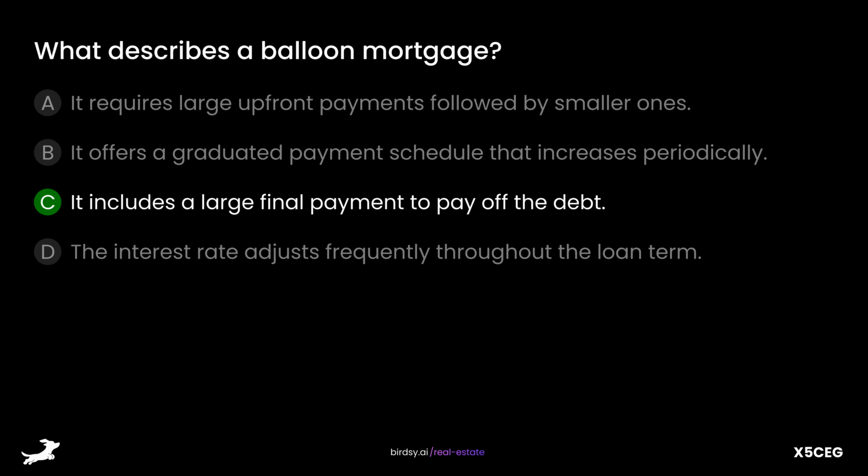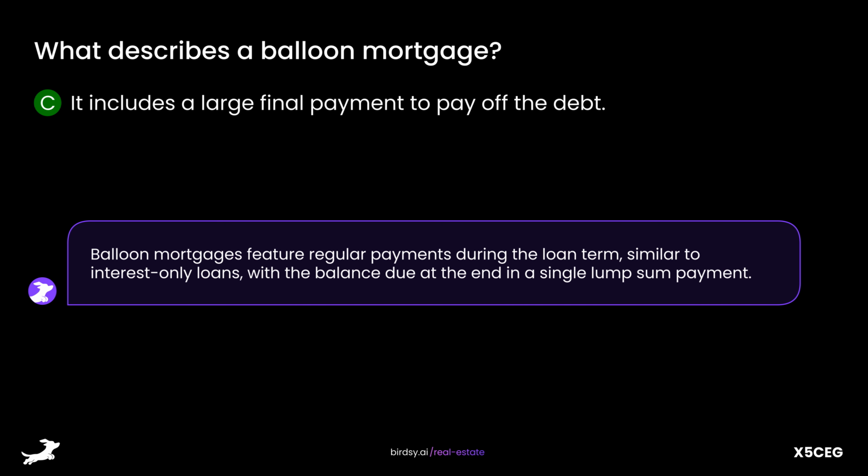The answer is C, it includes a large final payment to pay off the debt. Balloon mortgages feature regular payments during the loan term, similar to interest-only loans, with the balance due at the end in a single lump sum payment.